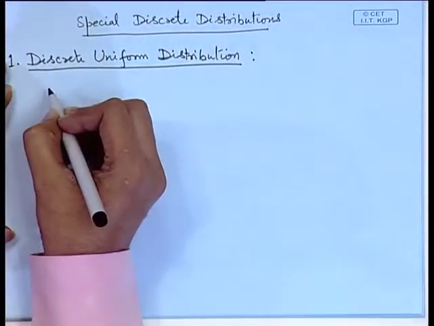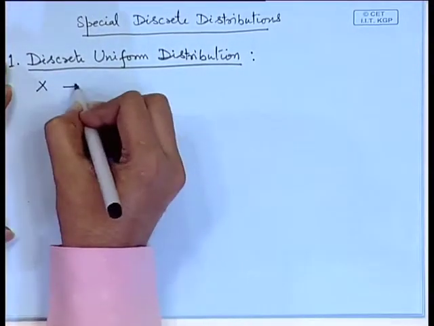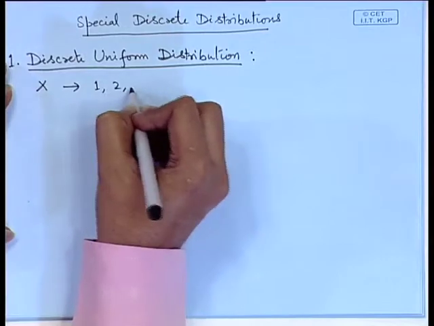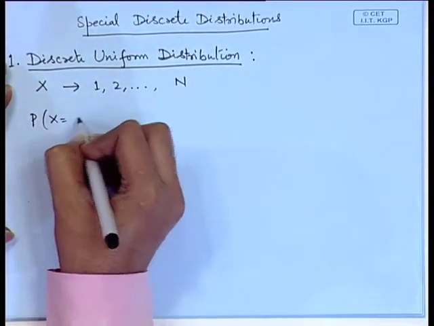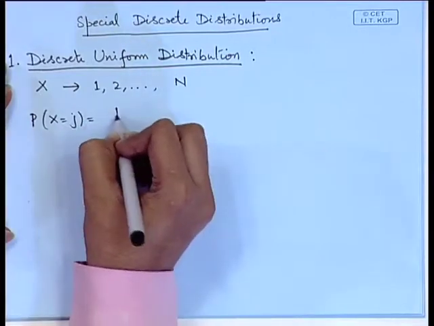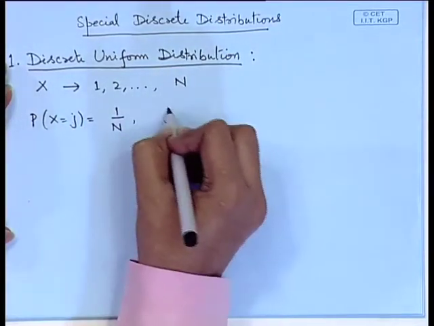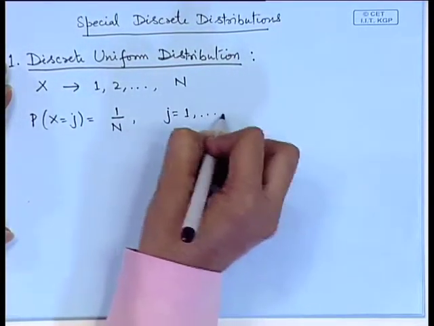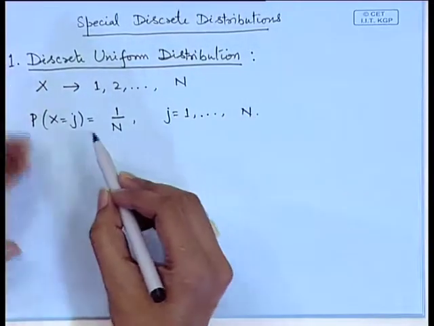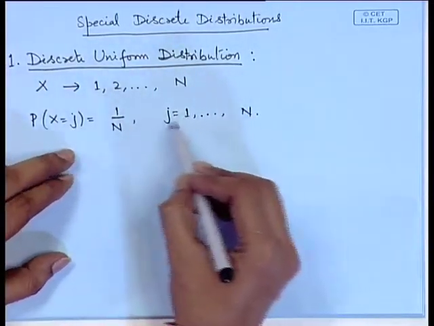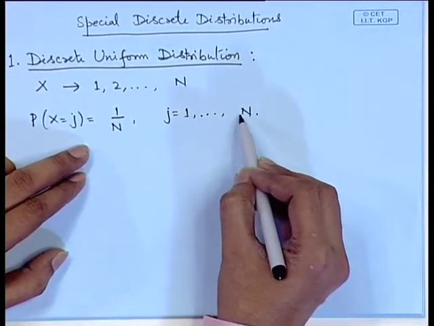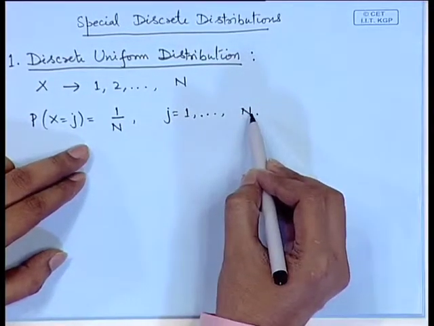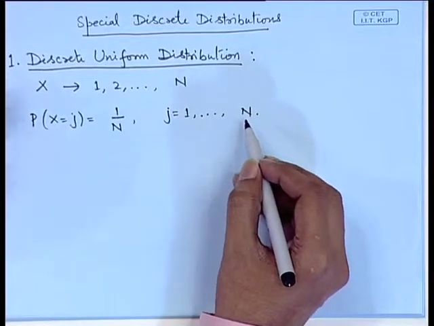A random variable x takes values, say 1 to n, and the probability that x is equal to j is equal to 1 by n for j equal to 1 to n. That means this probability distribution gives equal weight 1 by n to n distinct integer valued points. This type of distribution arises in the classical theory.